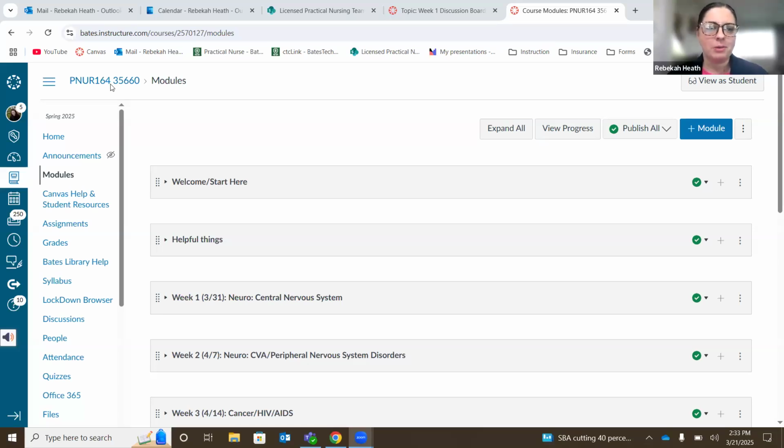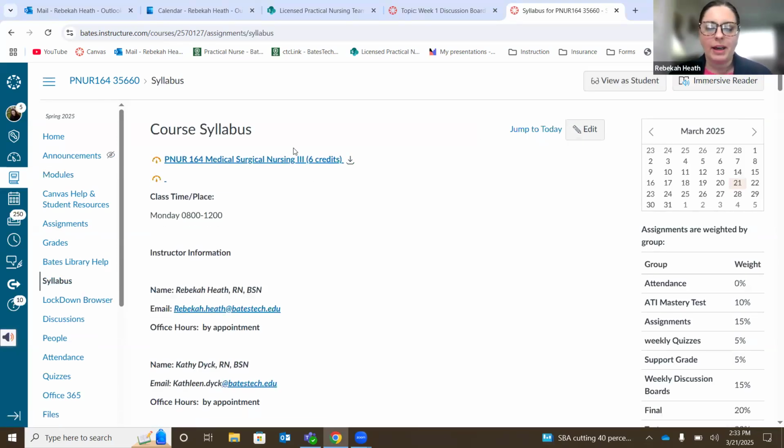Now we are in PNUR 164, which is MedSurg 3. I always like to have you look at the syllabus because I think it's really helpful. It gives you a lot of information. On the left-hand side, you can see syllabus here. If you click on it, we have put a hyperlink, or if you want to download it or print it, or you can just read through here.